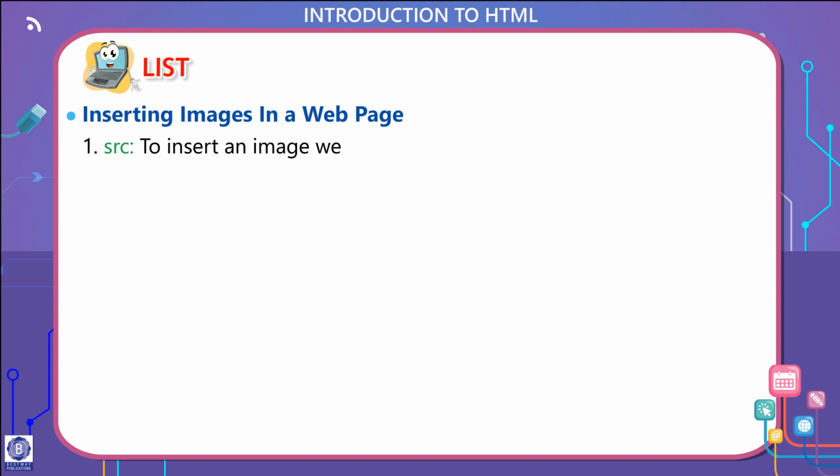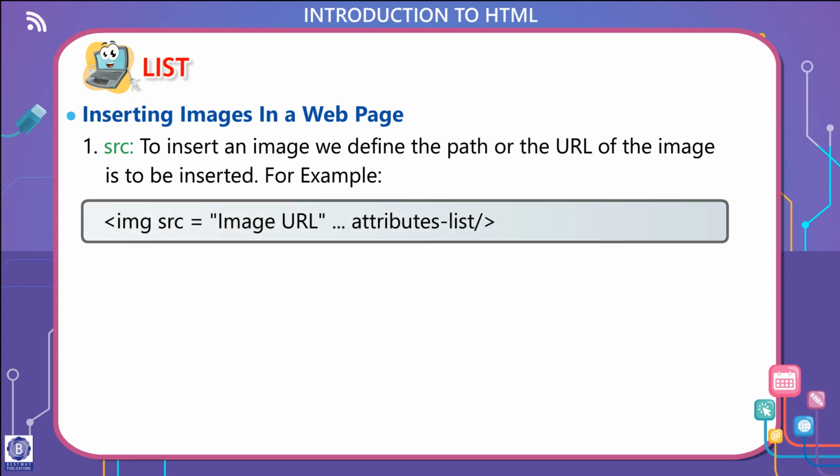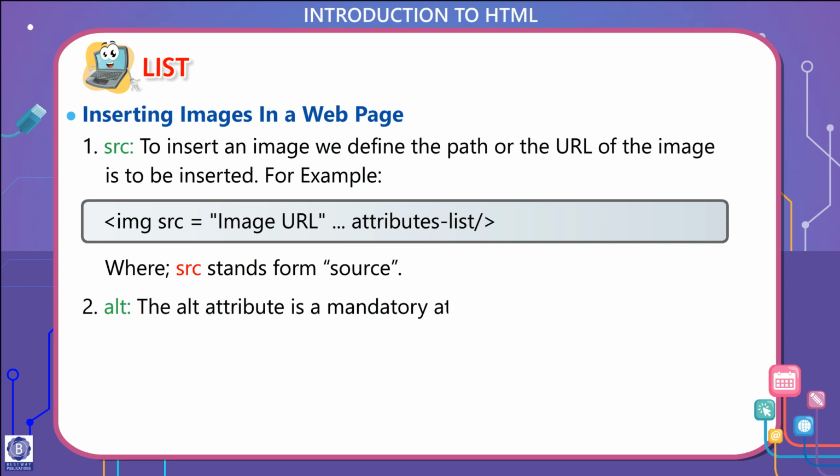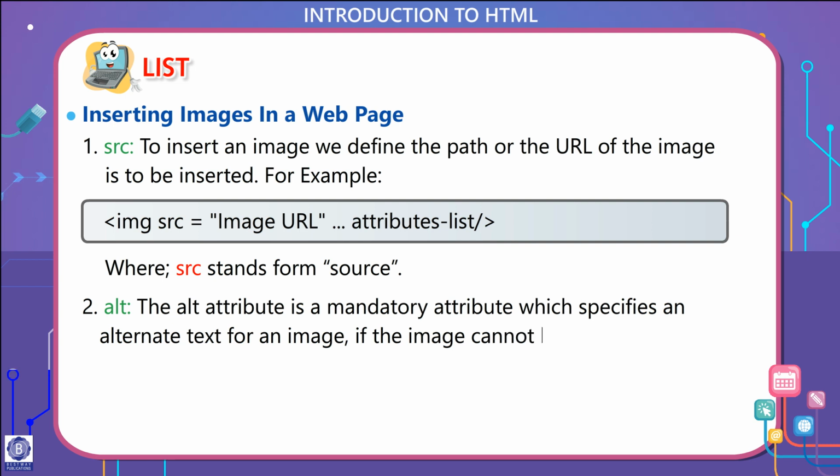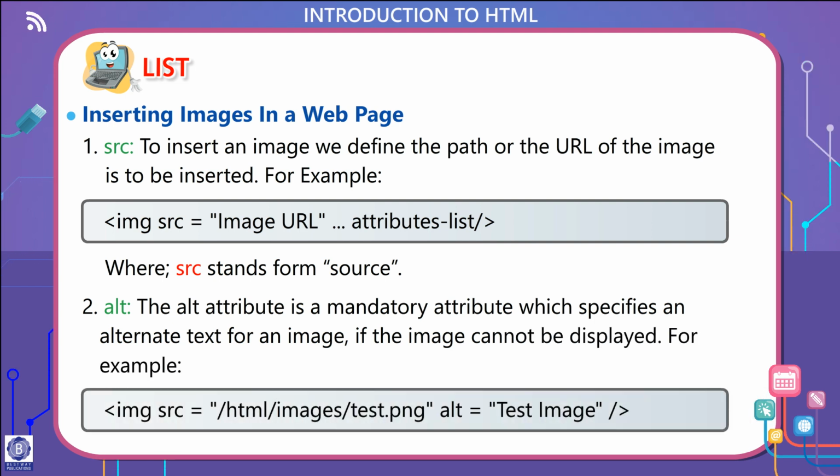To insert an image, we define the path or the URL of the image to be inserted. For example, <img src="image URL" attributes list /> where src stands for source. Second is alt. The alt attribute is a mandatory attribute which specifies an alternate text for an image if the image cannot be displayed. For example, <img src="/html/images/test.png" alt="test image" />.